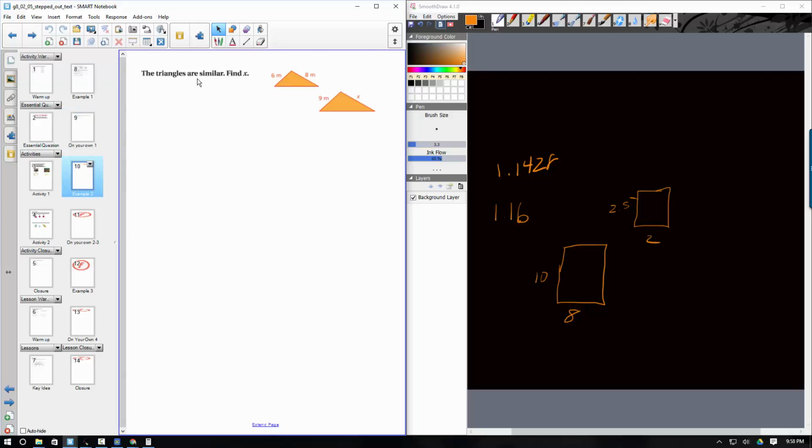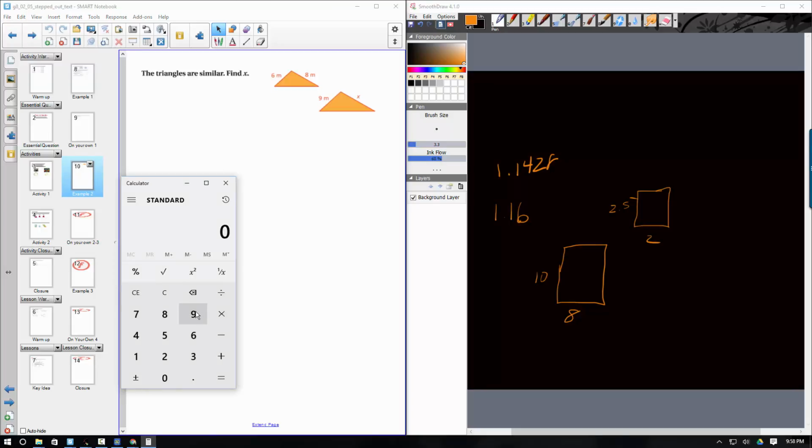Example 2, the triangles are similar, find x. So if I know that this is 6 and this is 8, it's getting bigger, right? So what I'm going to do is take my calculator and find the scale factor. Since it's getting bigger, it will be 9/6. So I'll do that, 9 divided by 6, because that will be a number greater than 1. If I did 6 divided by 9, that'd be a number smaller than 1, so it'd get smaller, which wouldn't make any sense here. If I multiplied 8 times this, it would be smaller, which does not make sense. So that's why it's going to be 9 divided by 6. I get 1.5, and then I'm going to multiply that by 8, and that means that this side length should be 12.